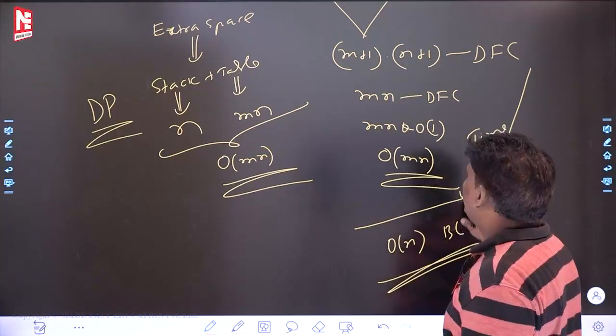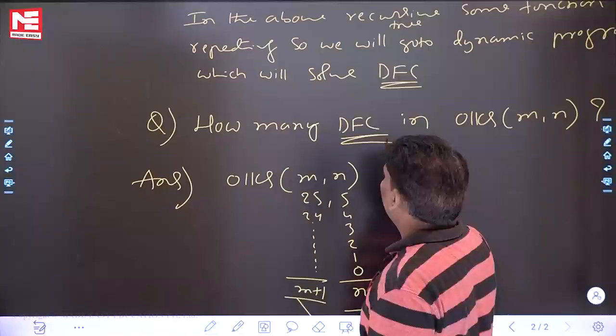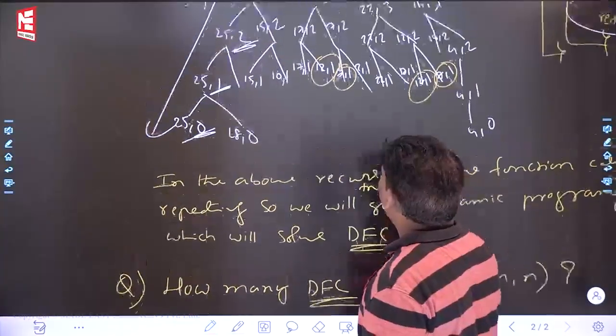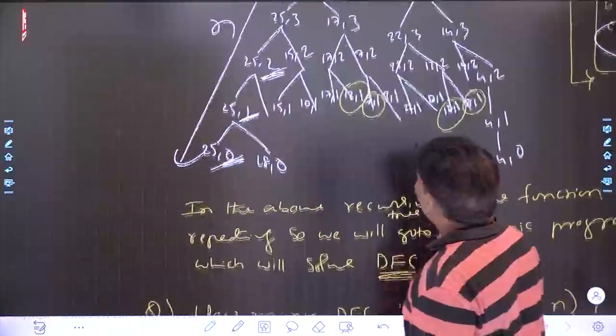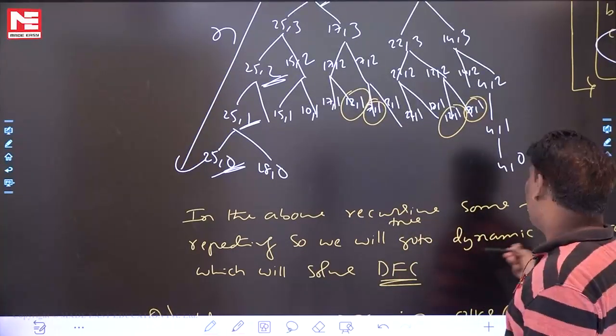Right, now let us see this one. See carefully, one very very important point is coming. One small suggestion also can help you. Why are you going to dynamic programming? See, in the above recursive tree, some function calls are repeating, so we are going to dynamic programming.